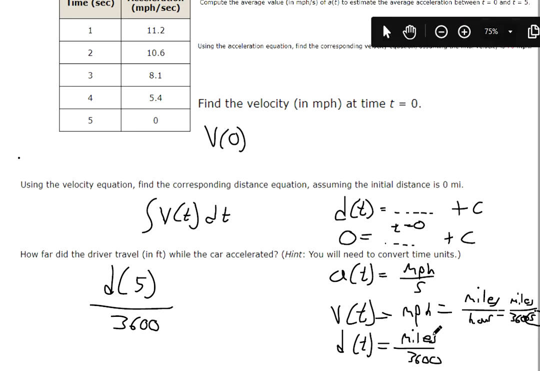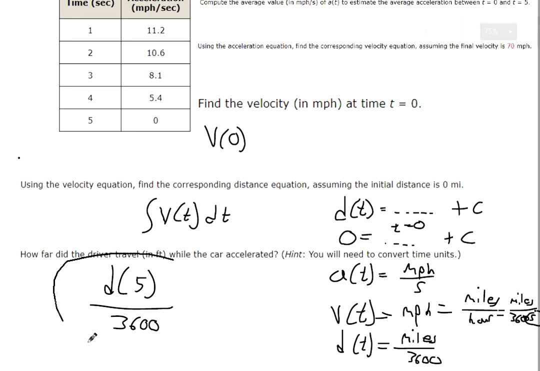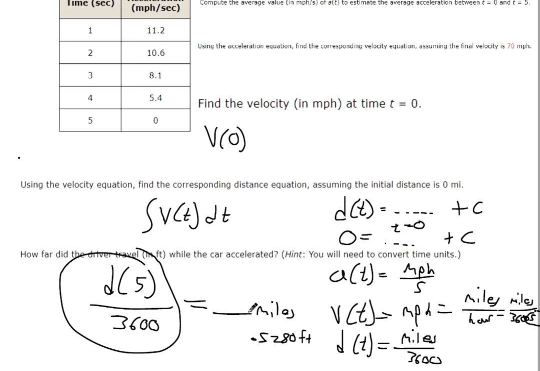Sorry, one extra little bit here. Remember, when you do this, that's going to be your answer in miles. You've got to convert it to feet. So you just have to multiply by 5,280 feet per mile. So whatever you get from this computation, just multiply by 5,280 feet to turn it into feet.